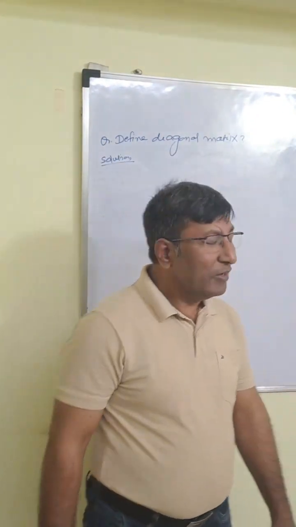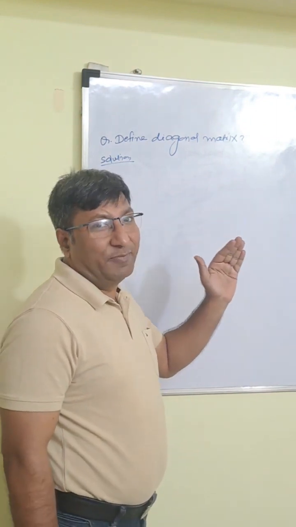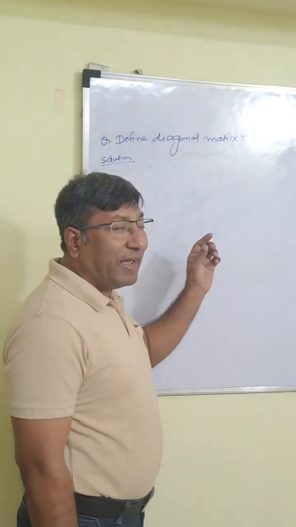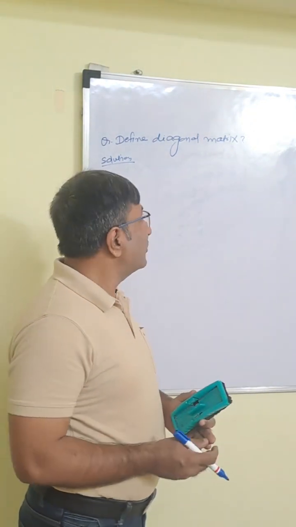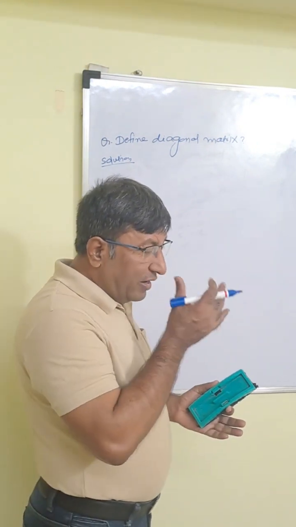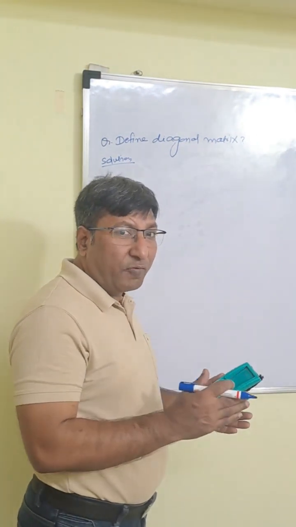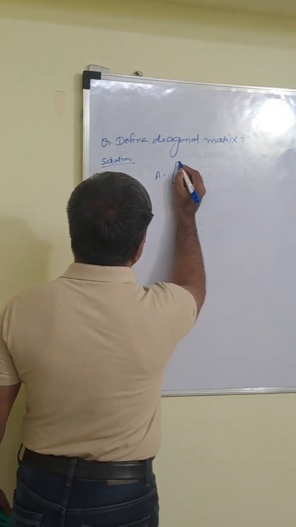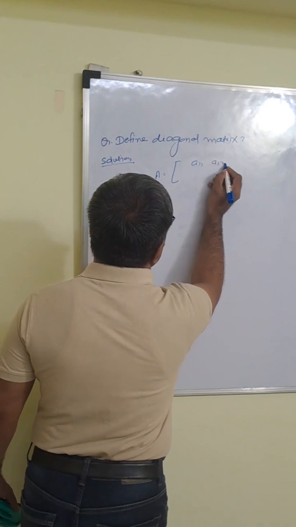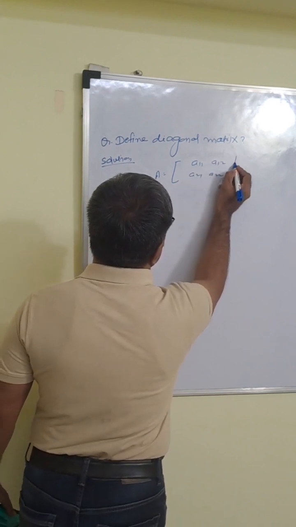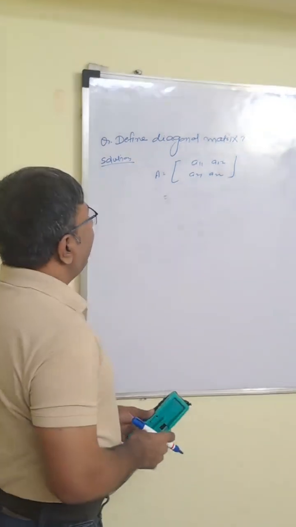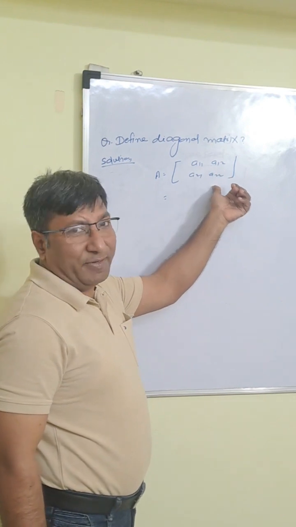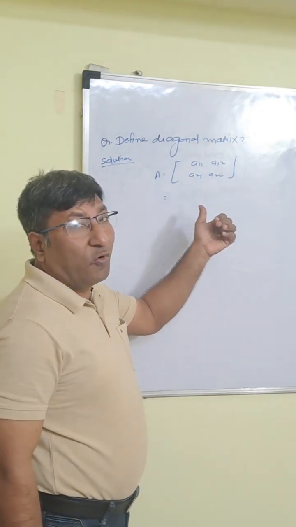Let us see the question. Question is what? Define diagonal matrix. So any square matrix whose non-diagonal element is 0 is called diagonal matrix. So a square matrix you know well, same number of rows, same number of columns. So suppose any matrix A is a square matrix A11, A12, A21, A22. So here A11 first row, first column, A22 second. These are called diagonal element. And A12, A21 non-diagonal element.